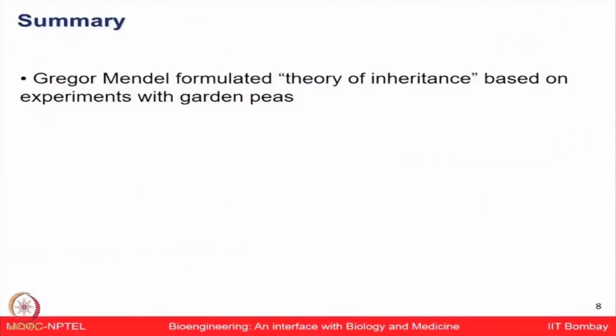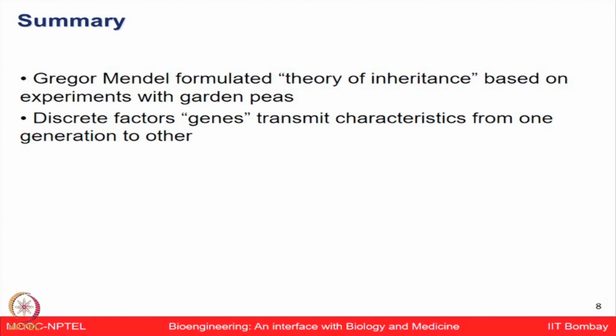So, in summary, today we talked about Gregor Mendel and how he formulated the theory of inheritance based on experiments which he performed on garden peas. Mendel described genes as discrete factors and how these factors are transmitted, as characteristics, from one generation to the next generation.